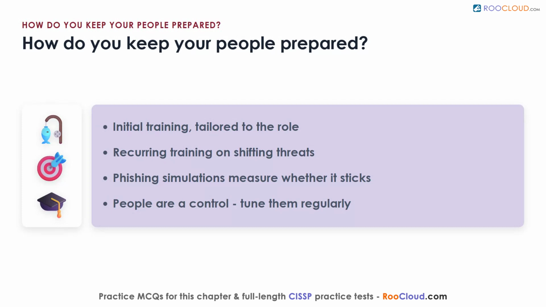How do you keep your people prepared? Through training and awareness that never really stops. It starts with initial training for anyone new to the organization or new to a role, tailored to the specific security duties they will carry. Then recurring training keeps everyone current on shifting threats and a changing environment. To measure whether it sticks, many organizations run phishing simulations, sending fake lures and routing anyone who takes the bait straight to a quick lesson. People are a control too, and like any control, they need regular tuning.